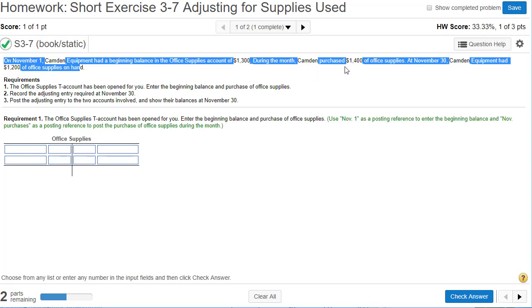During the month, they purchased $1,400. At November 30th, they had $1,200 of office supplies on hand. So we need to calculate how much has been used.